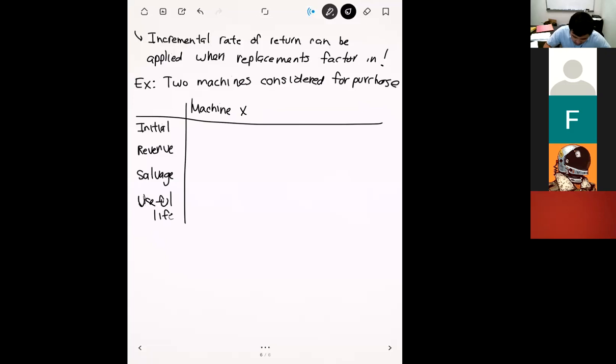All right, so machine X, this will be our cheaper option. Machine X has an initial cost of $200. The revenue for machine X is going to be $95, we'll call this a month. The salvage value is $50, and the useful life for machine X is 6 years.